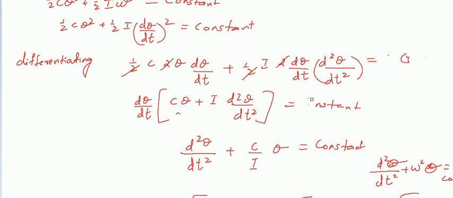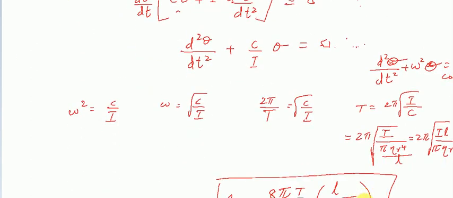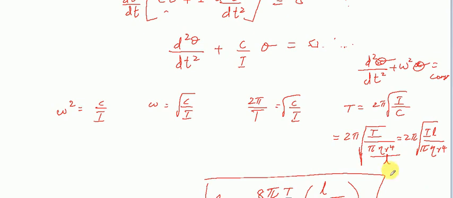So the differential of this quantity will be equal to 0. Now d theta over dt can be taken outside. Therefore the expression becomes d theta over dt times (c theta plus I d square theta over dt square) equal to 0. Taking d theta over dt to the other side, we get d square theta over dt square plus c over I times theta equal to 0.